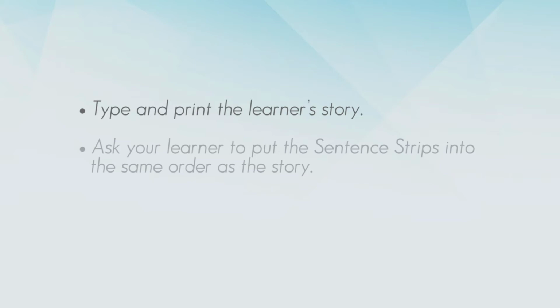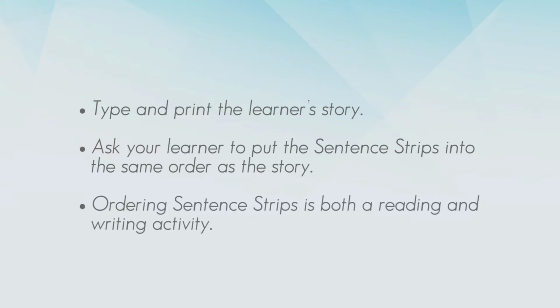Before this activity, the tutor typed the learner's story and printed it, making it easier for the learner to read and for the tutor to create activities from the learner's story. In this chapter, the tutor asked the learner to put the sentence strips from his story into the same order as his story. This activity focuses on meaning because the learner has to read and understand each sentence. By putting sentences together in the same order as his original story, he is also doing a kind of writing, but without the stress of forming the sentences with a pencil.